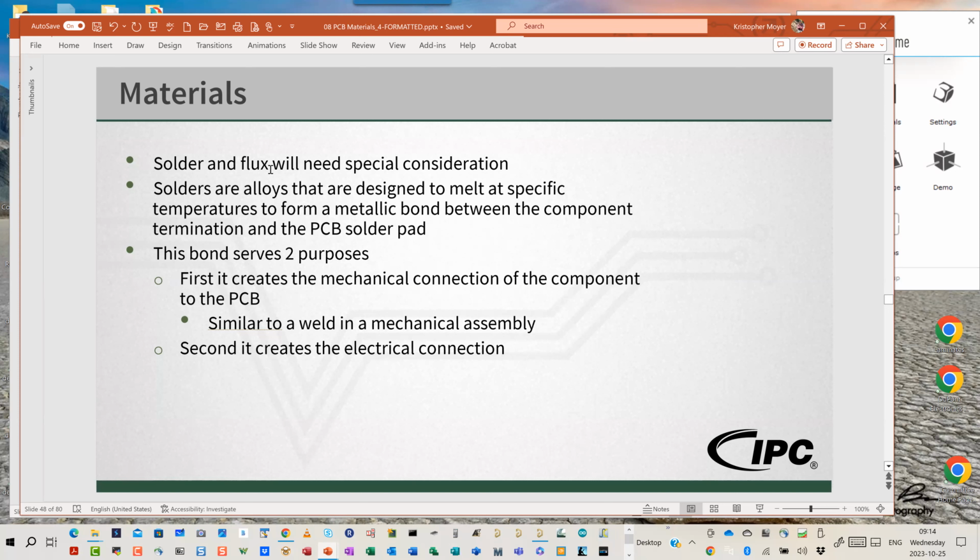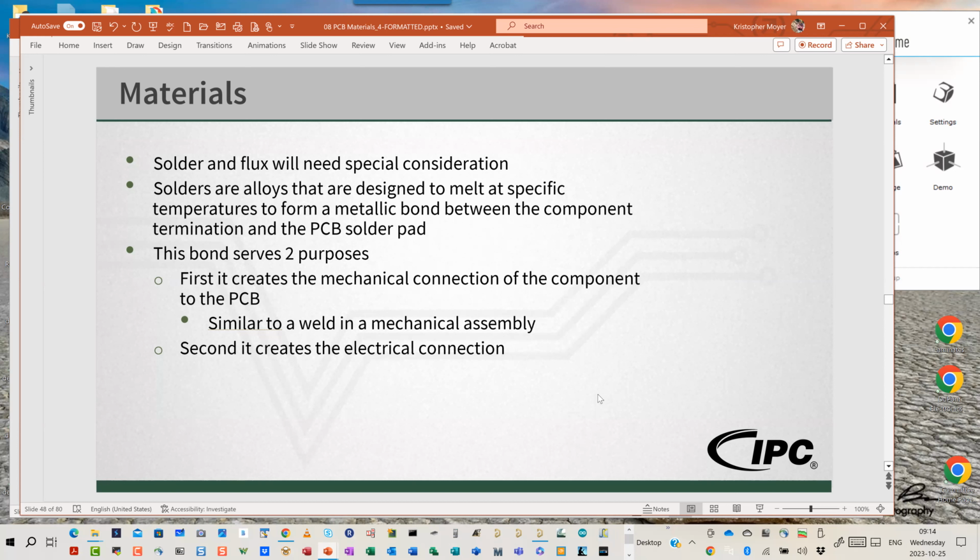So we're going to talk solders and fluxes. Solder and flux will also need some special consideration. Solders are alloys that are designed to melt at specific temperatures to form a metallic bond between the component termination and the PCB solder pad. The bond serves 2 purposes.